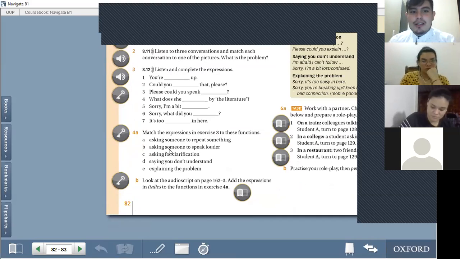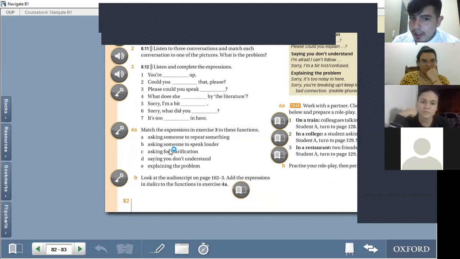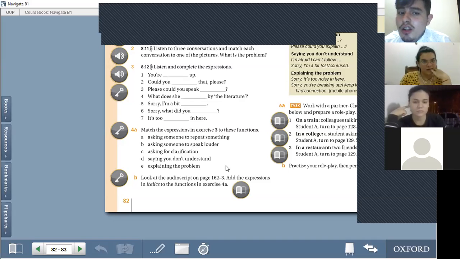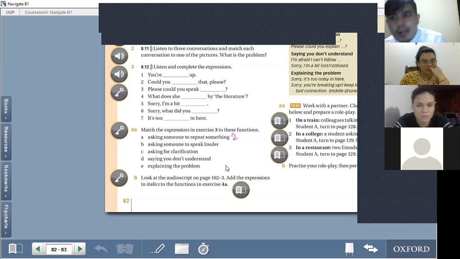Super nice. So exercise number 4, pretty simple. Match the expressions that are here in exercise number 3 with their function. Okay, so we have A, asking someone to repeat something. B, asking someone to speak louder. C, asking for clarification. D, saying you don't understand. Last one, E, explaining the problem. Try to match them. Go ahead, everybody.